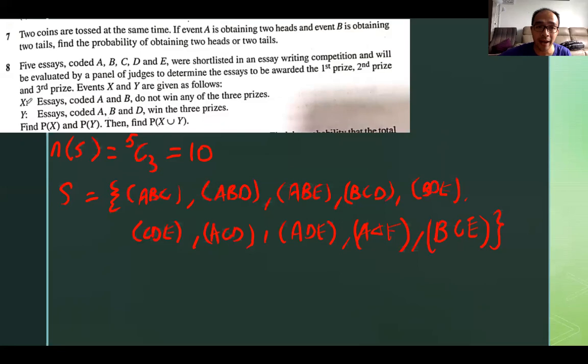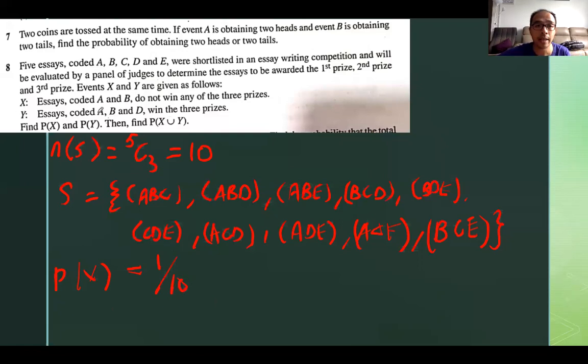Okay, BCE. So when we list down the sample space like this, then we know the probability of X. The probability of X is A and B do not win any of the 3 prizes. So let's consider this. A and B do not win at all, which means we want to choose the combinations with no A and no B. So there is only how many? Let me see. There's only one. This is the only one where A and B do not win any of the 3 prizes. All the others here have A or B. So the probability of X is 1 over 10. So CDE only.